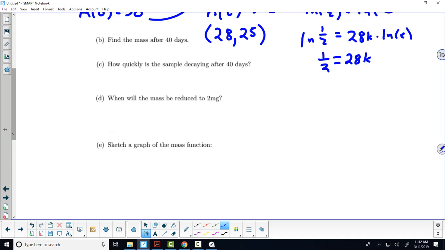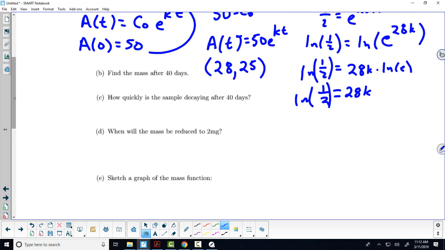Sorry, I dropped a natural log there, folks. That made no sense to me. From this line down, I dropped the natural log. Okay. So then we get that k is equal to the natural log of a half divided by 28.